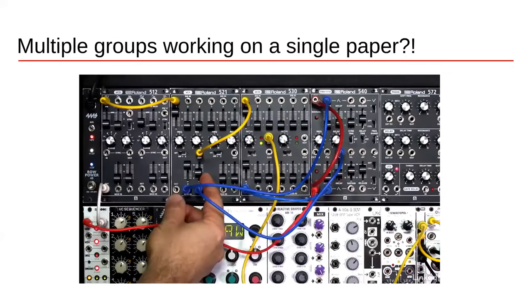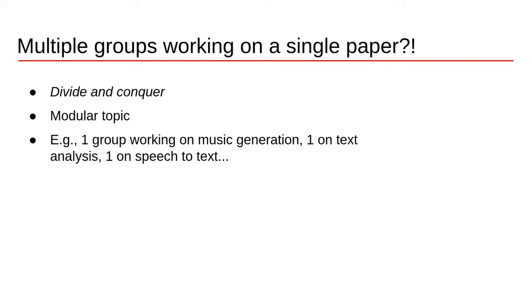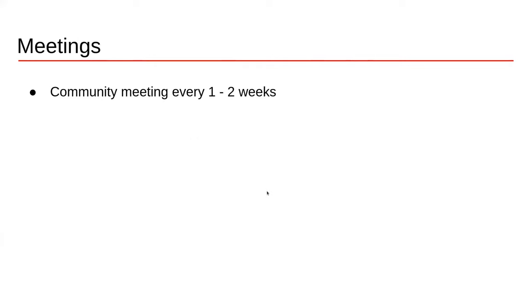Now, the question is, how do you have multiple groups working on a single paper? Well, the idea is that of a modular synthesizer, right? You have different blocks that do different things, and then they have some interfaces that connect one group with the other. Indeed, we used this idea of divide and conquer for the different groups. We had a modular topic, this neural synthesizer with voice instructions and text analysis, and all of that. So we had a bunch of different groups. For example, sound generation was responsible for generating sound. We had some text analysis, some speech to text. So as you can see, it's all divided into different units.